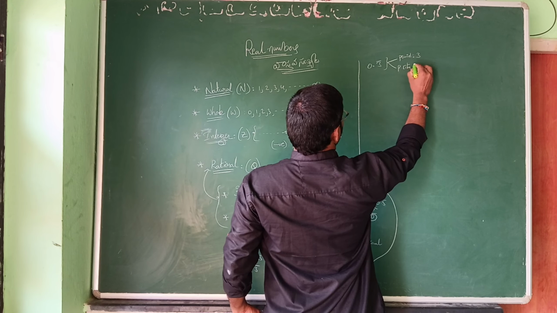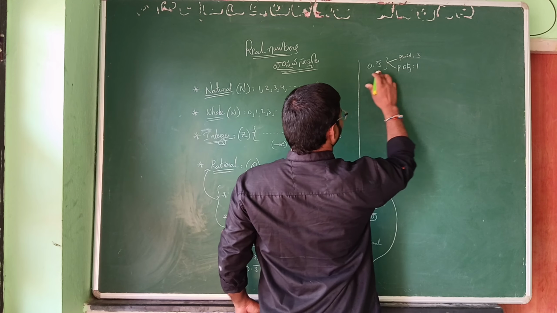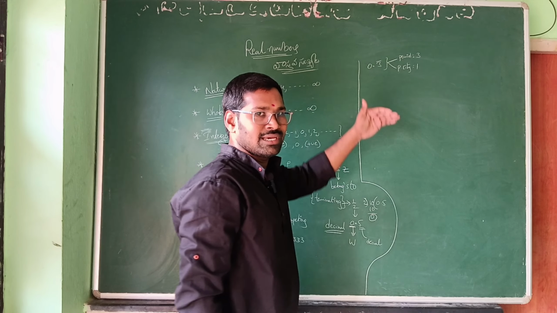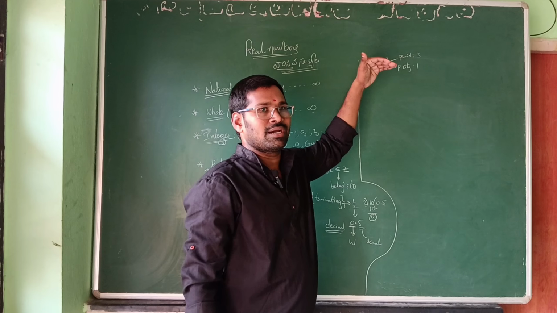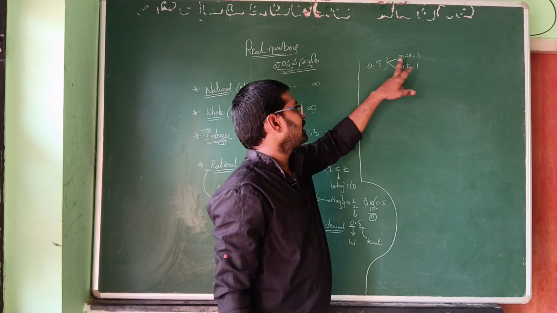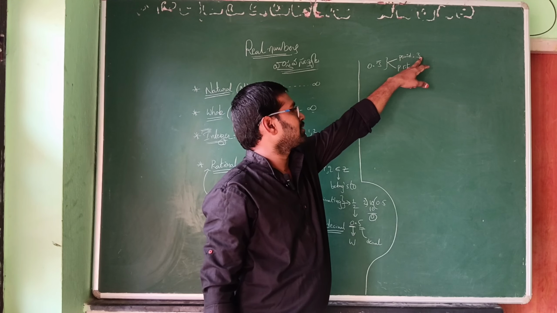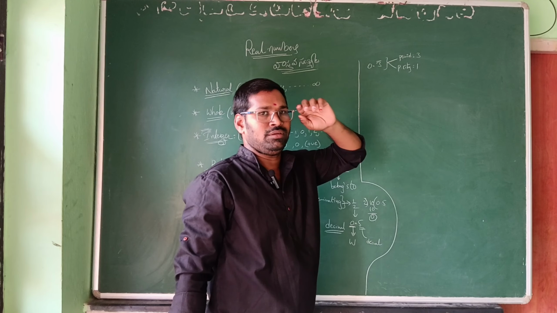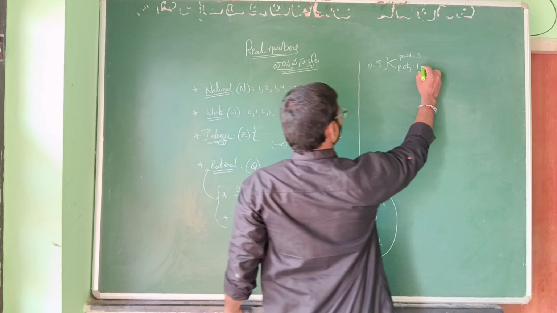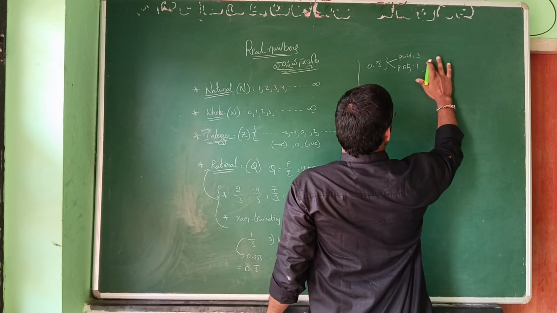Periodicity, what is the periodicity here? How many places are there below the bar? That is called periodicity. In 0.3 bar, the 3 is the period. Suppose one more example you have to take.